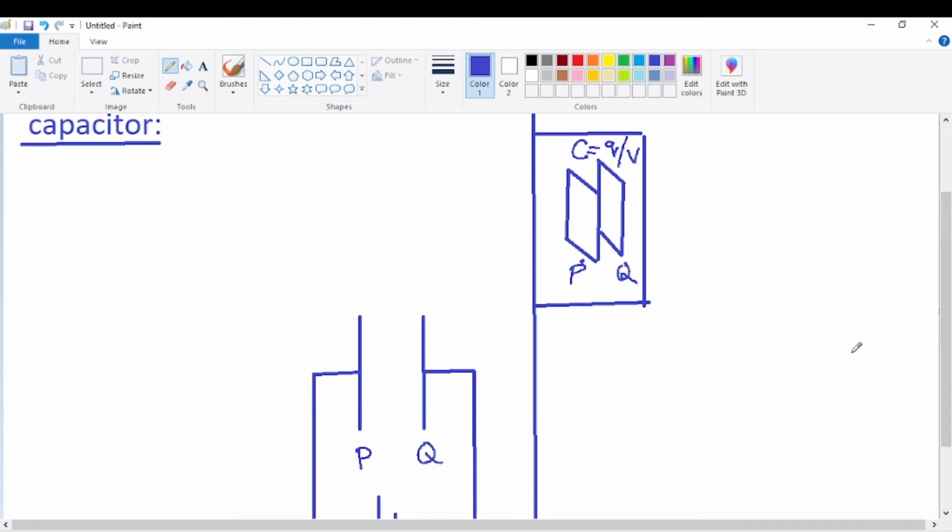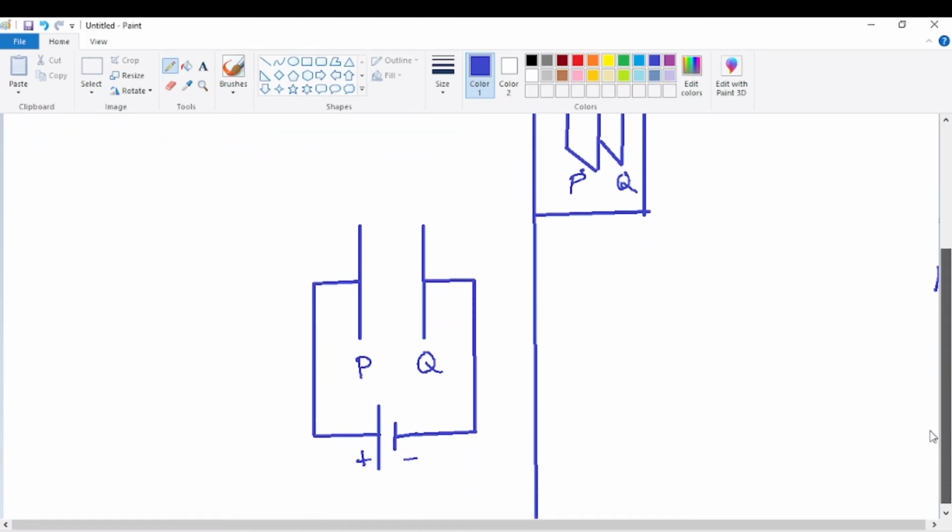Now once the battery is connected to the two plates, what it does is immediately charge the two plates equally and oppositely, exactly equally and oppositely. So the left plate is charged because it's connected to the positive terminal of the battery. The left plate will be charged positively, and the right plate will be charged negatively. The important thing is both these plates will be charged equally and oppositely.